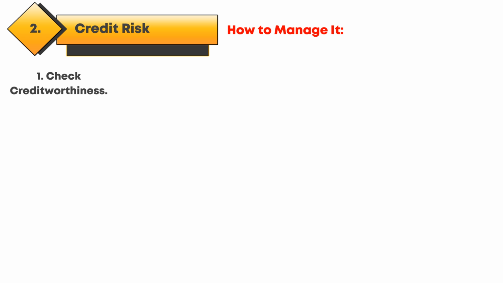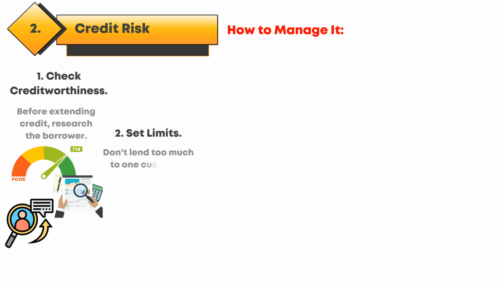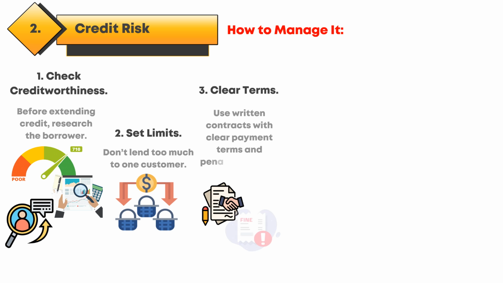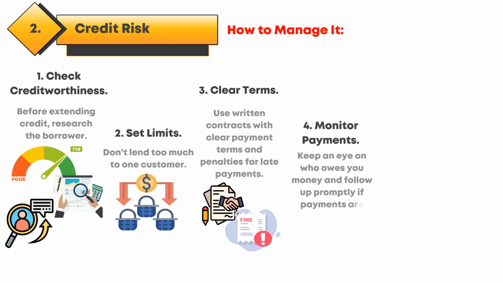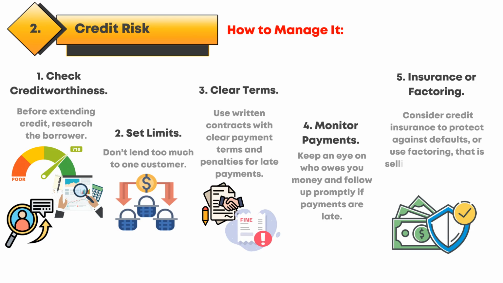Now let's talk about how to manage it. 1. Check creditworthiness. Before extending credit, research the borrower. Check their credit score, financial history, or references. 2. Set limits. Don't lend too much to one customer. Spread your risk by diversifying who you give credit to. 3. Clear terms. Use written contracts with clear payment terms and penalties for late payments. 4. Monitor payments. Keep an eye on who owes you money and follow up promptly if payments are late. 5. Insurance or factoring. Consider credit insurance to protect against defaults, or use factoring, that is selling your invoices to a third party to get cash up front.